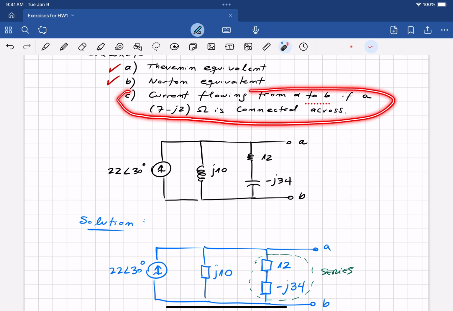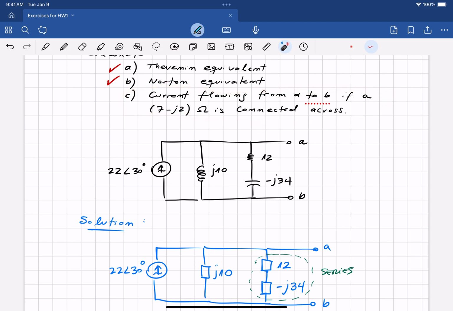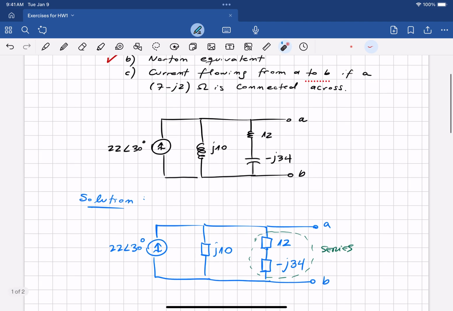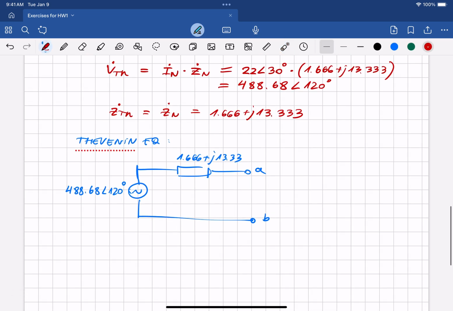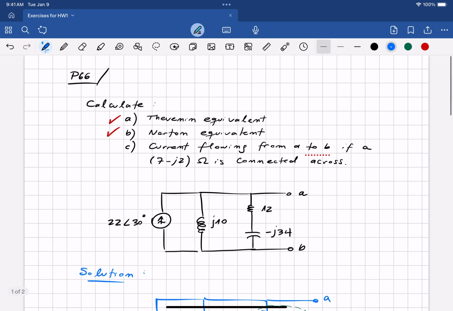How do we calculate the current flowing from A to B if there is a 7 minus J2 ohm impedance connected across those terminals? So that means we're going to have an impedance here, A and B. How much is it? 7 minus J2.